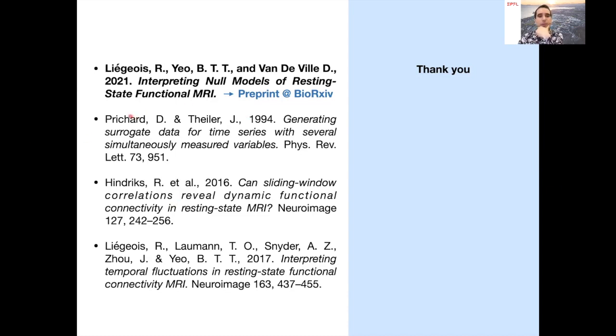The Prichard and Theiler paper is the paper where they present phase randomization in particular, but they also have a very extensive description of many different null models and the link between the null models. So it's very interesting if you want to draw links between these null models. Here, the paper by Hindriks, like our paper, shows that it's not that easy to reject the null, essentially. And if you want to know more about modeling and understanding the properties preserved by phase randomized AR1, etc., we detail that in our 2017 paper.